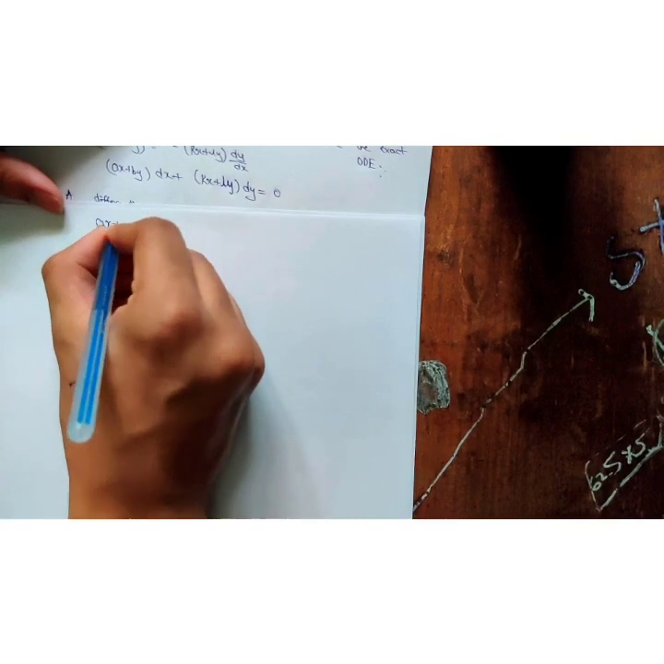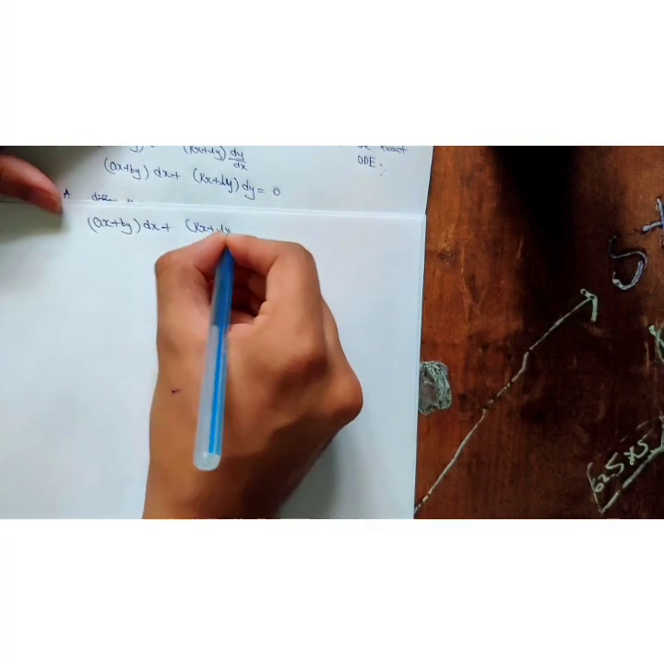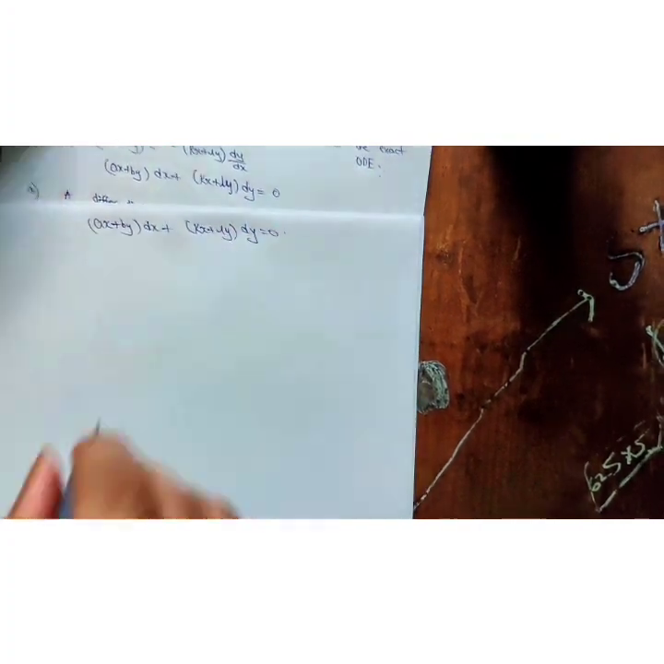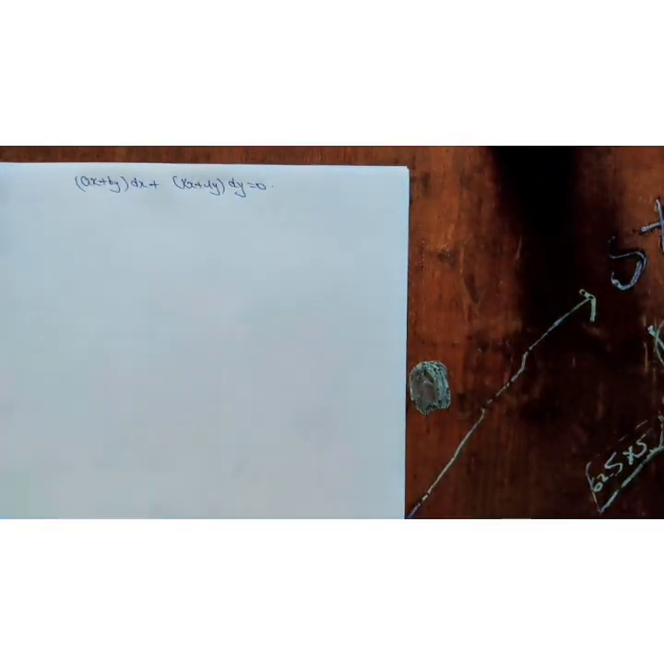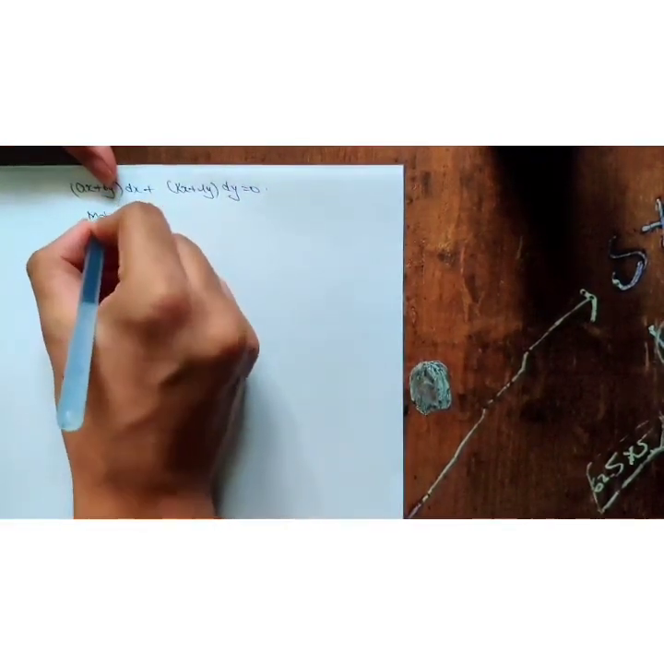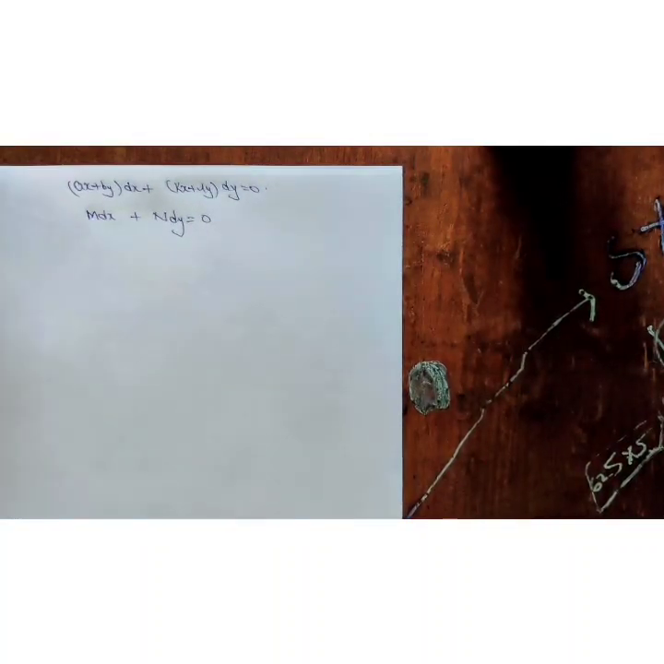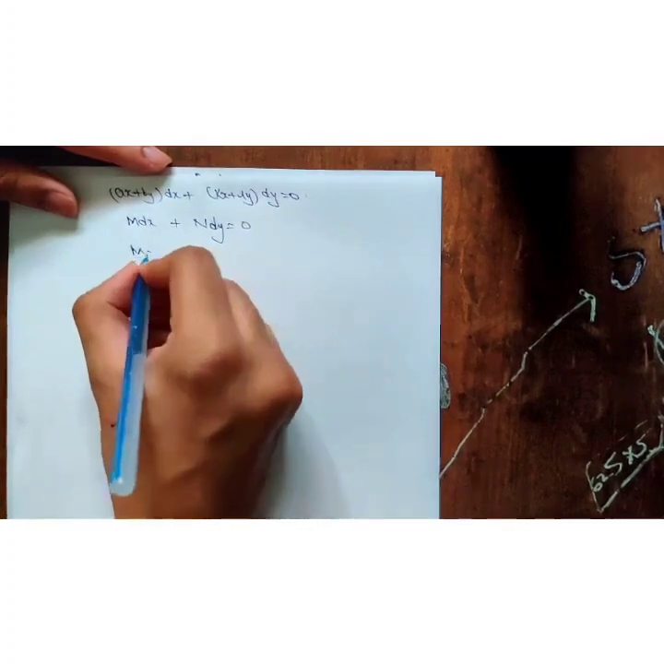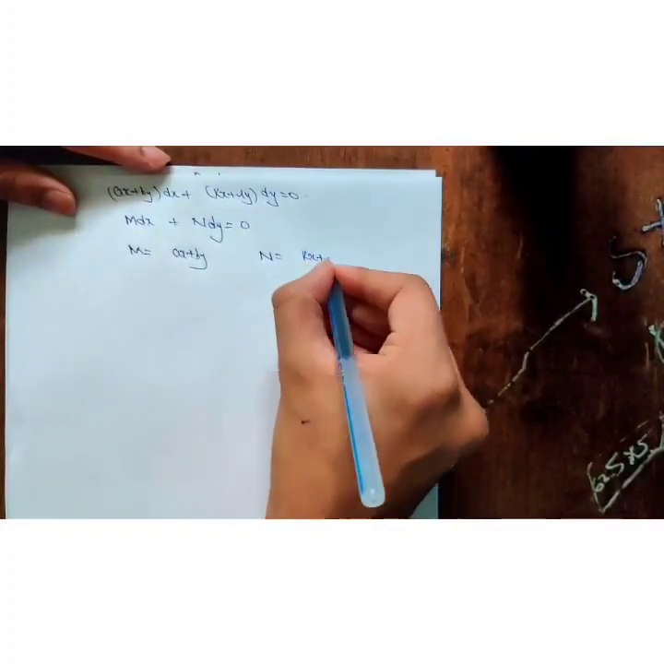Now coming to the question, we have been given (ax plus by) dx plus (kx plus ly) dy is equal to 0. For example, this is of the form M dx plus N dy, right? So we can equate M is equal to ax plus by and N is equal to kx plus ly.